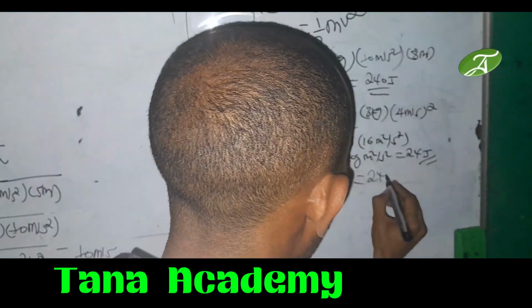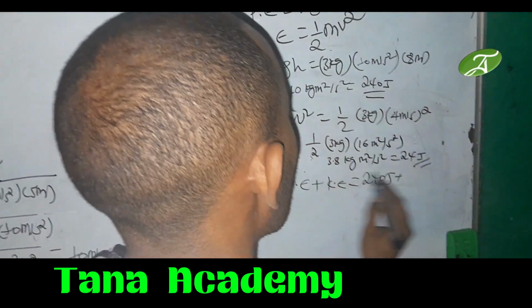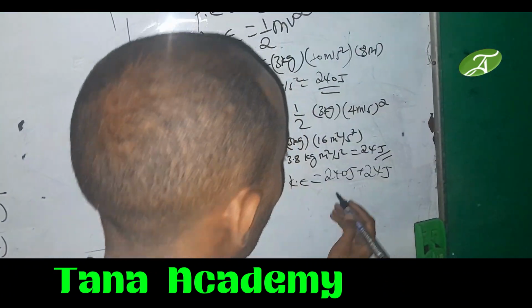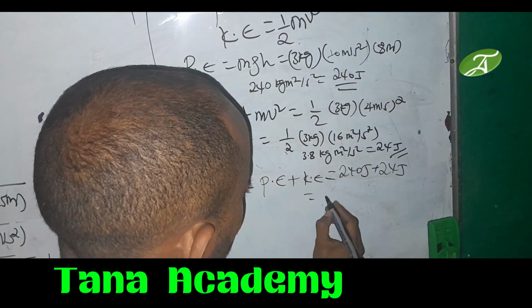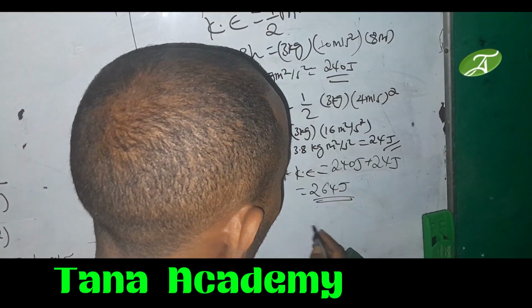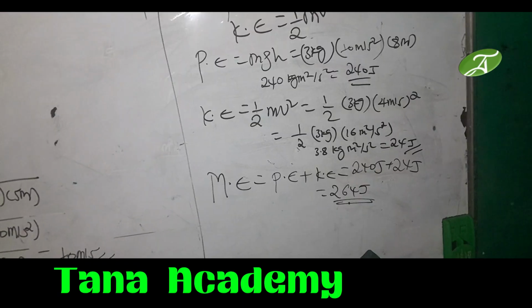Therefore, mechanical energy is equal to potential energy plus kinetic energy, which is 240 joule plus 24 joule. 240 plus 24 becomes 264 joule.